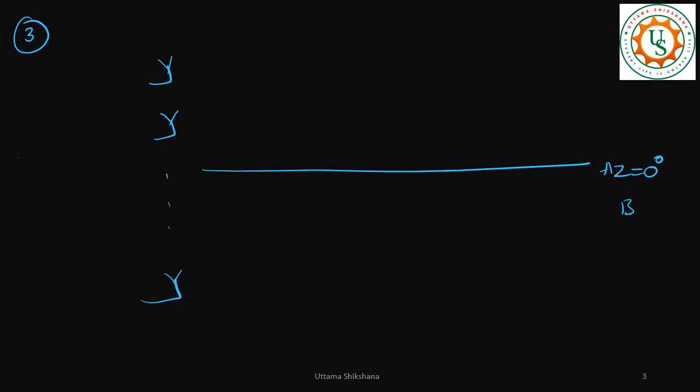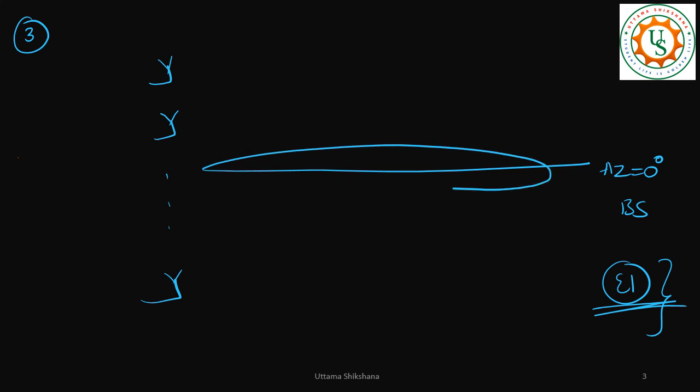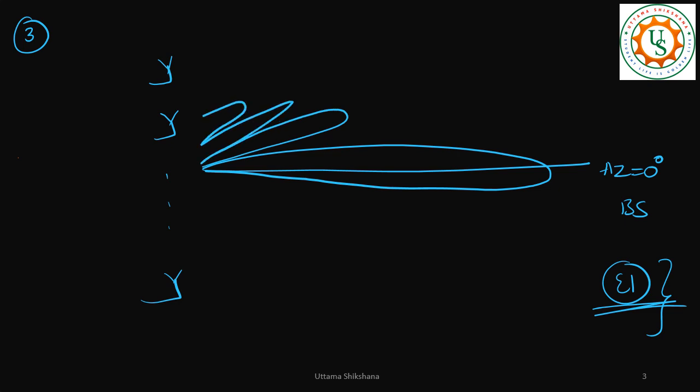Third one is, when we have a large number of antennas, let's say I take azimuth 0 degree, or we can say bore site. Right now I have not even considered the elevation, I have just considered only one dimension. Let's say the beam is something like this, it's a pencil beam, but still we will have lots of side lobes.